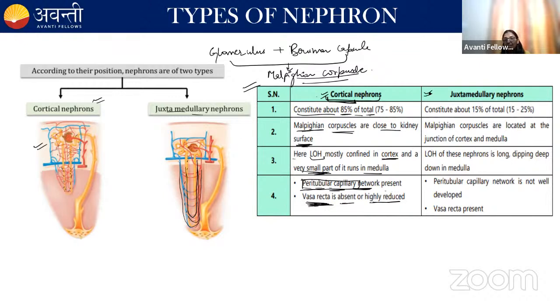Now next comes the juxtamedullary nephron, which constitutes 15 to 20% of the nephrons. The Malpighian corpuscle is present at the junction of the cortex and medulla. Here the loop of Henle is well developed. It is present in the medulla. You can see it in juxtamedullary nephron, the loop of Henle is well developed. So vasa recta is also present. Okay, remember this. It's very important. And the peritubular capillary network is not well developed in juxtamedullary nephron.